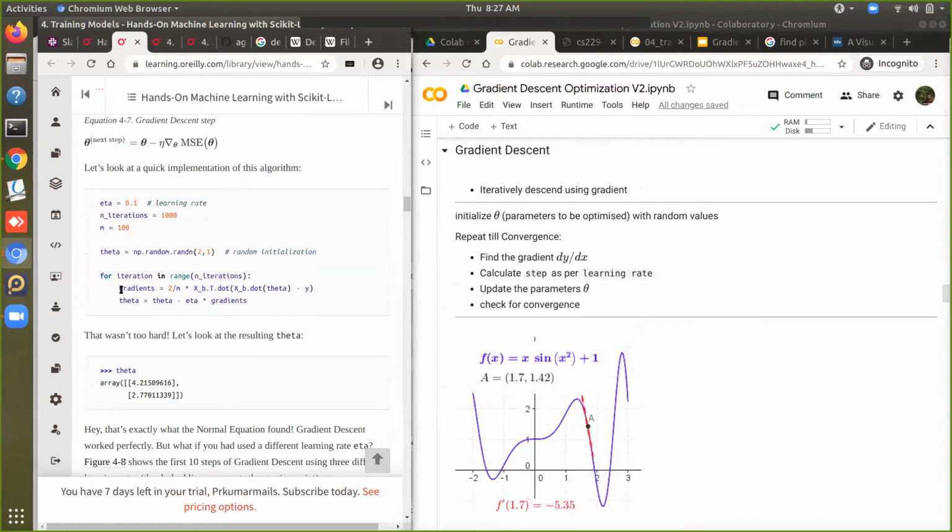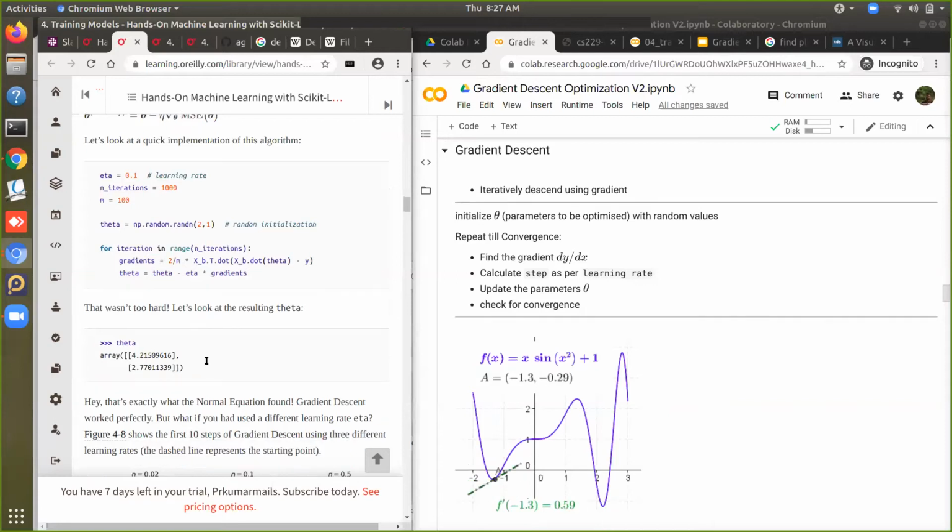They are computing the gradients. After computing the gradient, we have to calculate the step. That step part is being done here. Then we have to update the parameters, which is the third step done here. Then the fourth step, optionally, is to put in the check for convergence.